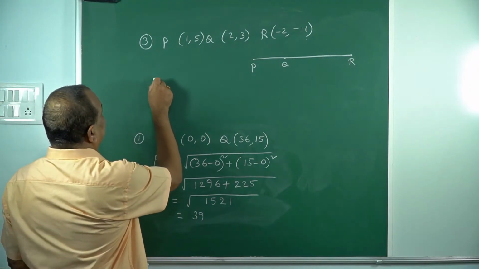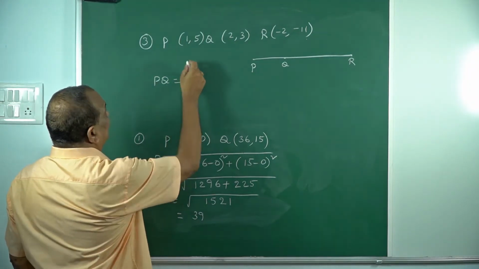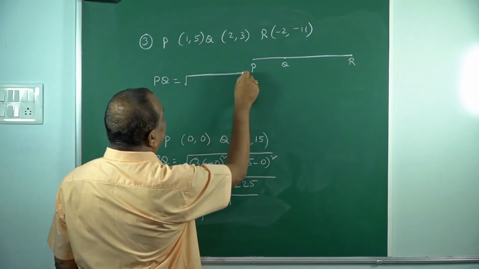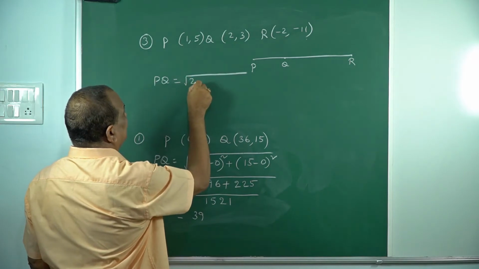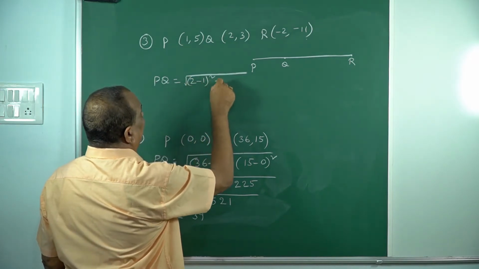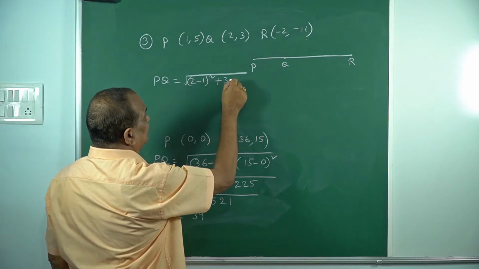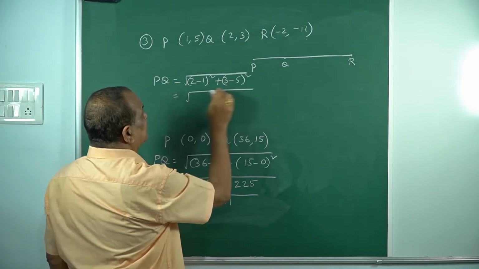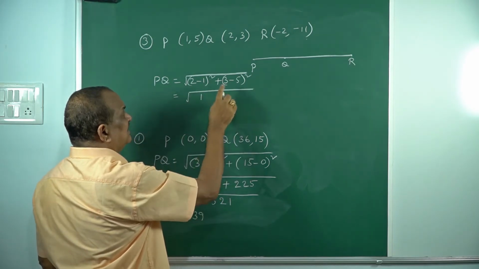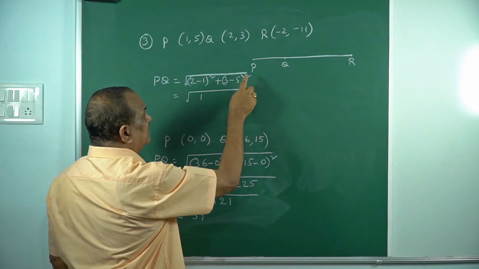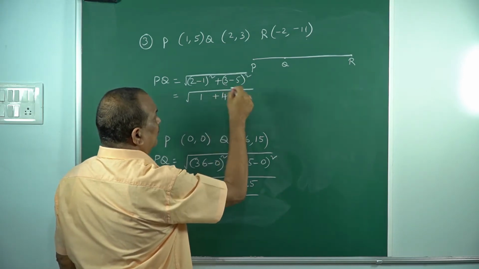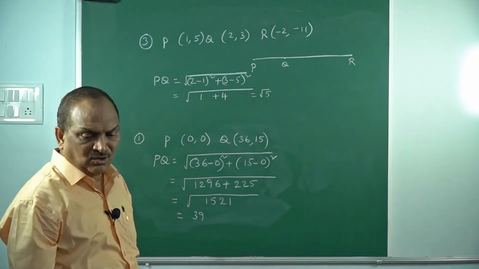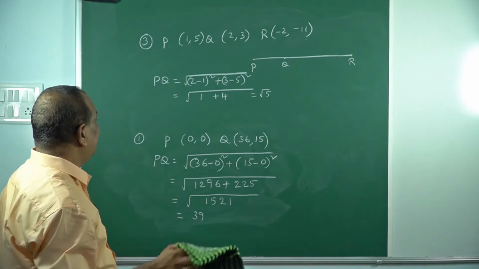I want to find out the distance between PQ. So I take x1, y1 and this is x2, y2. So my distance between P and Q is root over 2 minus 1 whole square and 3 minus 5 whole square. So 2 minus 1 is 1, 1 squared is 1, 3 minus 5 is minus 2, and minus 2 squared is 4. And my answer is root 5. I got one distance.